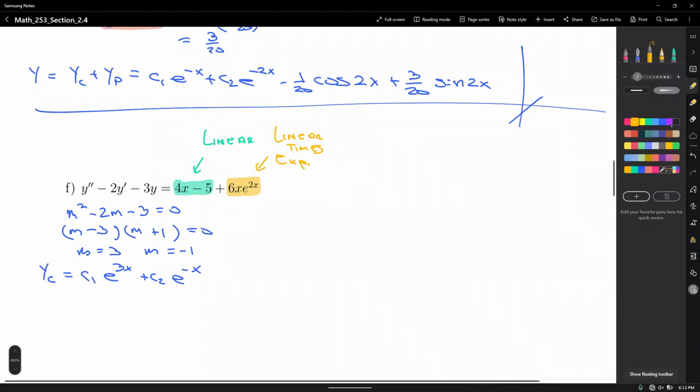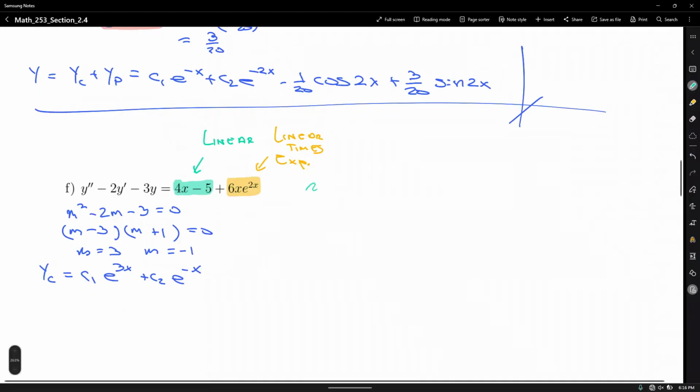Okay, let me write it down. Let me actually use the space right here. So y sub p will be a generic linear polynomial ax plus b. And then let's take into account the product between the exponential and the linear: plus another linear cx plus d, times e to the same exponential 2x. All right?